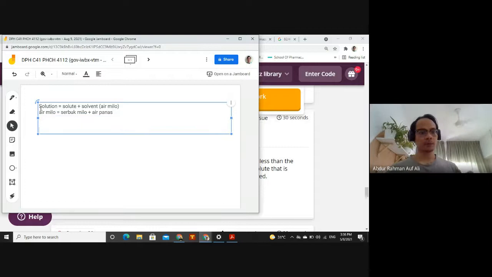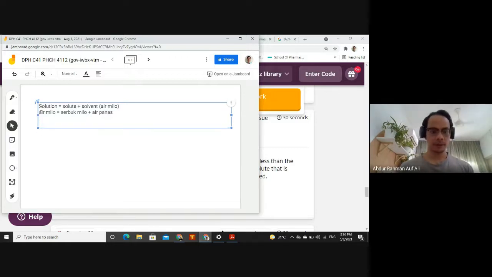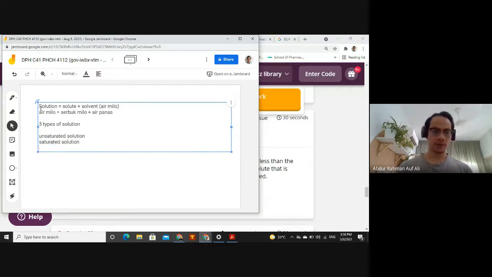Okay. Tapi dalam topik ni, dalam this subtopik, solubility ni saya nak terangkan apakah itu the 3 levels of solution that we have. Okay, 3 types of solution. We have unsaturated solution, we have saturated solution, and we have supersaturated solution. Okay, so how do we identify which is which?